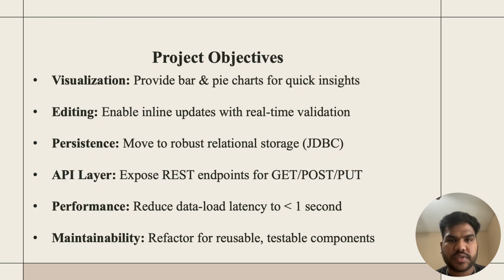To address these gaps, we set four main objectives: first, adding interactive bar and pie charts for immediate trend visualization. Second, enabling inline editing of expense entries with real time input validation. Third, migrating storage from flat files to a relational database via JDBC. Fourth, prototyping a REST API to expose expense data for future integrations.